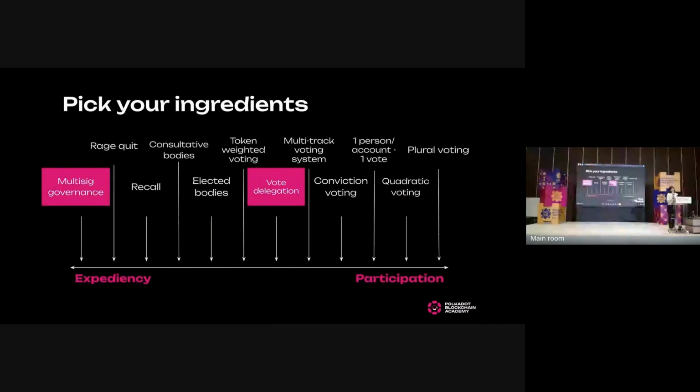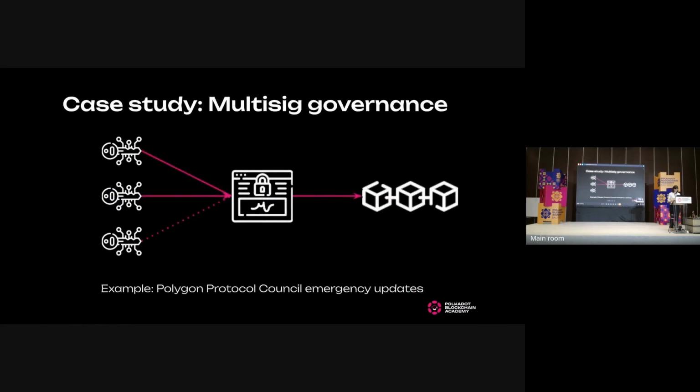So if we start with expediency and participation, you see some sort of spectrum of potential intervention or mechanisms that you could take in that spectrum, and mechanisms that basically reflect where you are in that spectrum. So when you're thinking of multi-signature governance and vote delegation, these are maybe two good examples to start with. So, for example, let's take multi-signature governance.